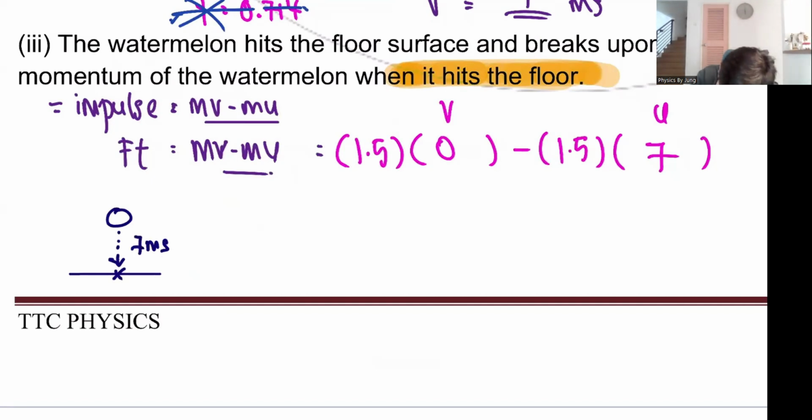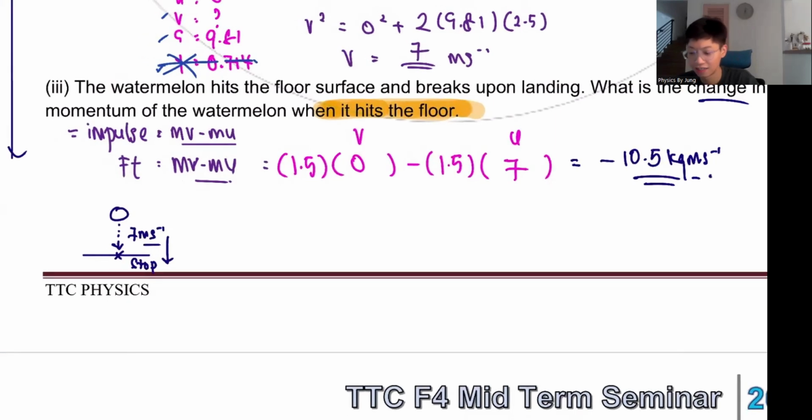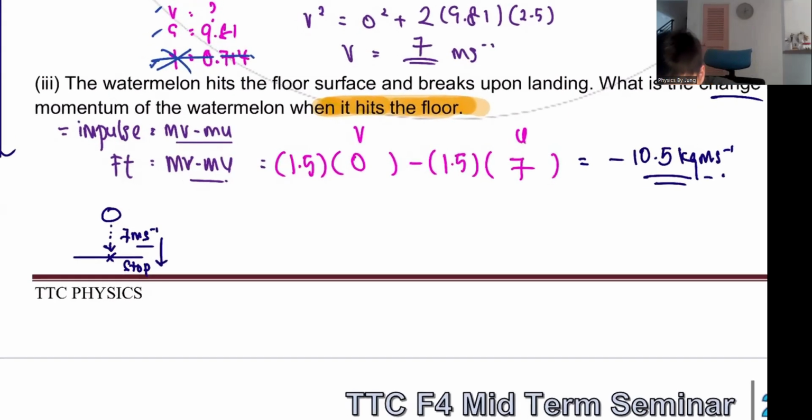So how fast does it hit the floor? At 7 meters per second. So it will hit the floor at 7 meters per second. Okay, Ken? And then finally, it will stop. So it goes from 7 meters per second to stop when you langgar something. So that's why here you will calculate your answer to be negative. Because your object decelerates. When you hit something, your object slows down. So how much is this? Negative 10.5 lah. What is my unit? Kg meter per second. Okay, okay, all right. So far so good, everybody.